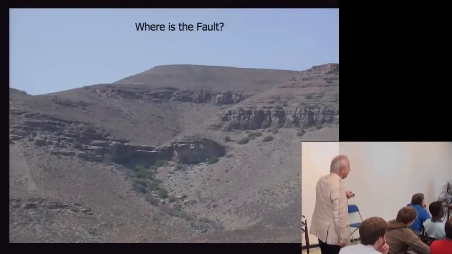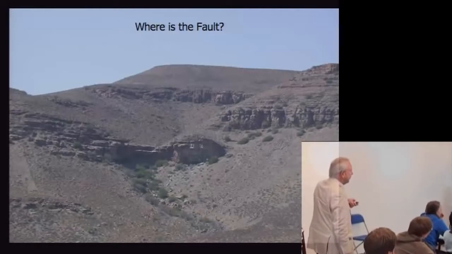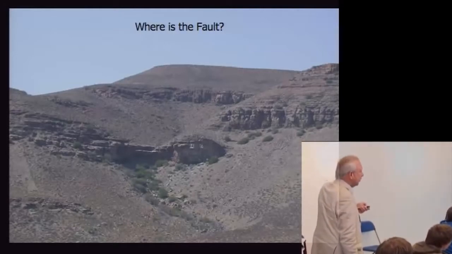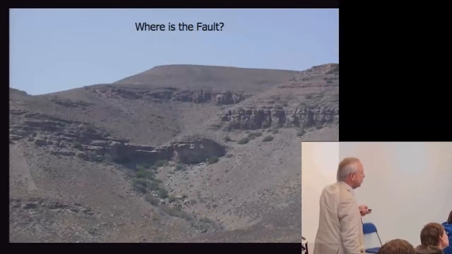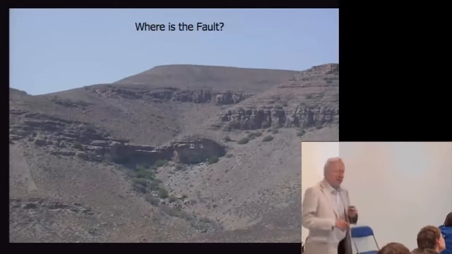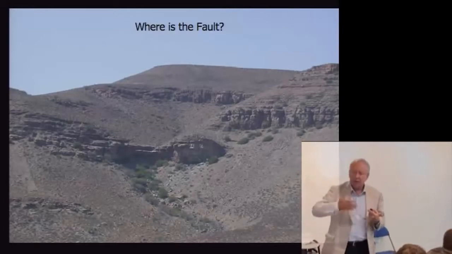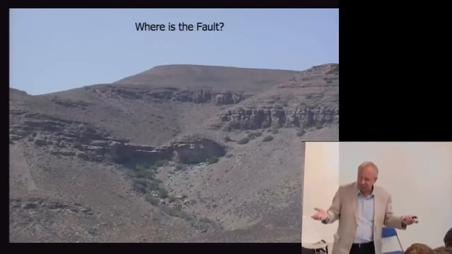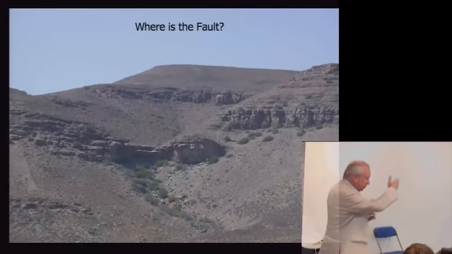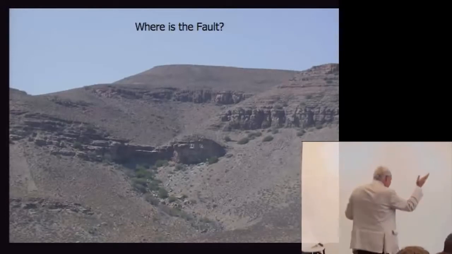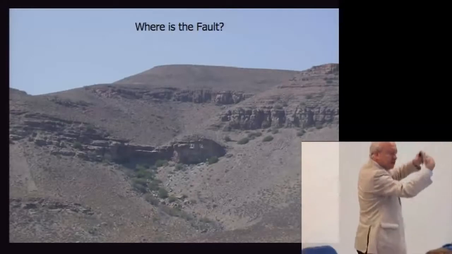So this layer here is this layer here, and this layer here is this layer here. You see? And there's a valley in between, so that is a little bit confusing. I just want to show you that you see these in the fields, and if you go to any mountain area and you're watching out, you will see faults all over the place. Once you know what you have to look for, you have to look for offsets of layers.